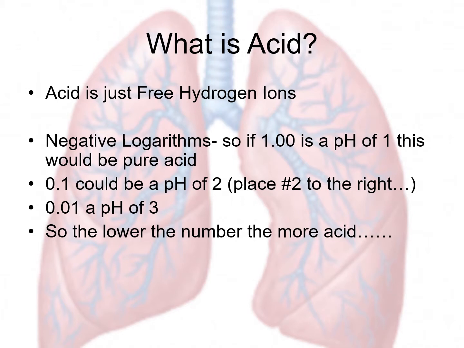The lower the number, i.e. 1 is very acidic, 2 is a little bit less acidic, 3 is less acidic, and 7 is considered to be neutral. Anything above 7 we actually consider to be alkaline because it's lower than the usual pH of the body.